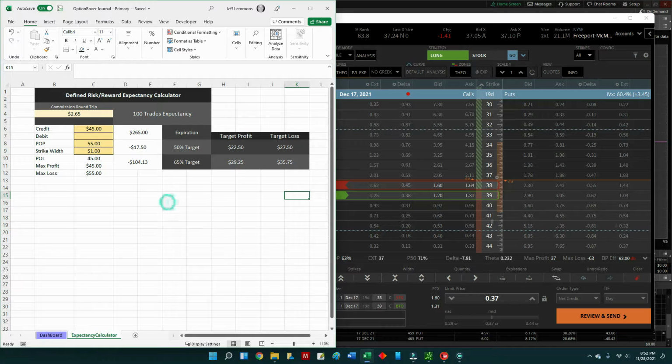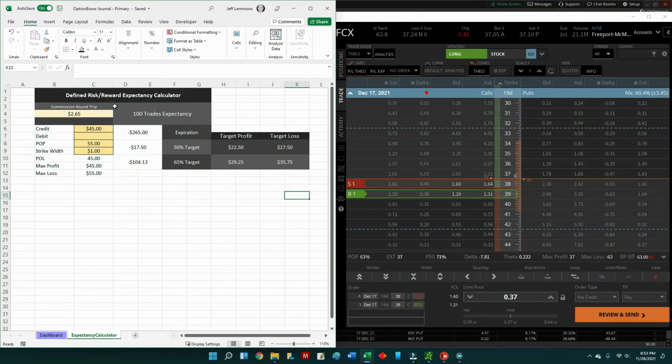With that out of the way, I've got Tastyworks pulled and I've got this defined risk reward expectancy calculator pulled up. Let's take a quick look at what this is. In order to use this particular calculator, you're going to have a defined risk and a defined reward. It can't be like a long call because we don't know what the potential reward is. The potential reward on a long call or a long put is possibly infinite.